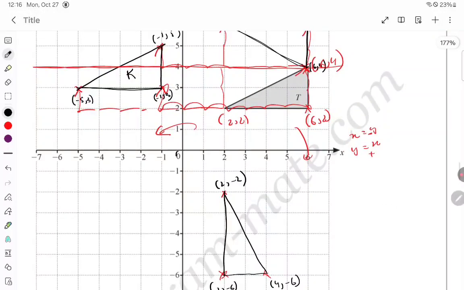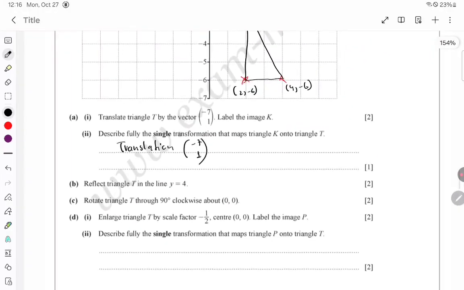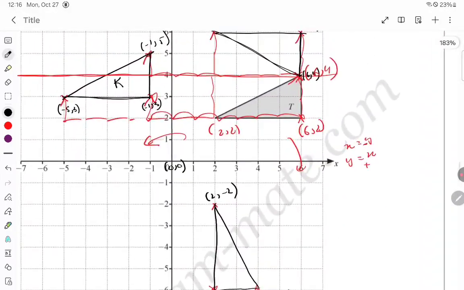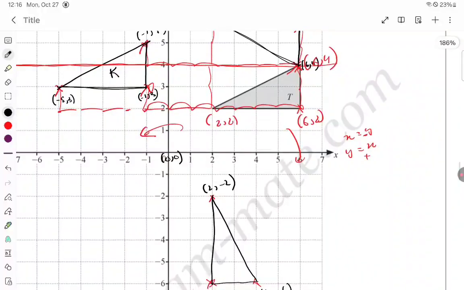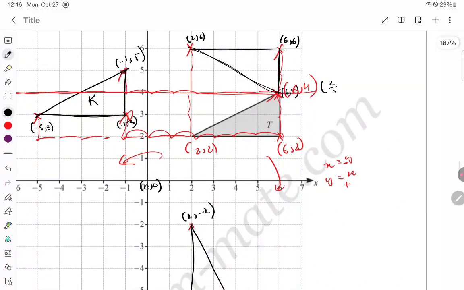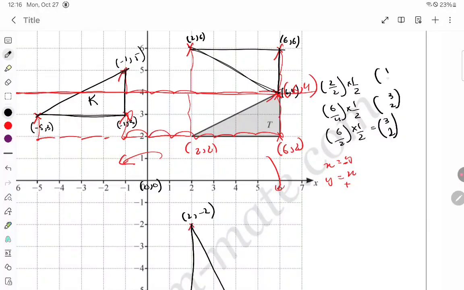So from center 0, 0, with triangle T we know the points, we have to reduce by the factor of half. So by reducing we get the points 3, 1, 3, 2, 1, 1.